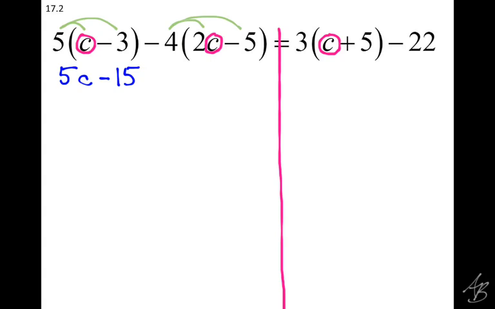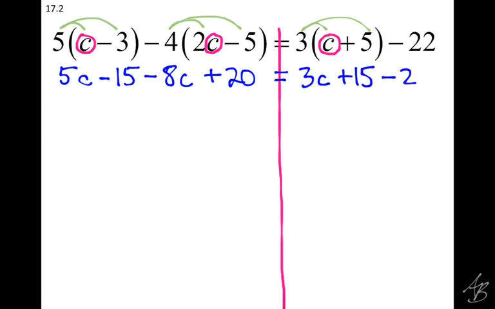So negative 4 times 2c is? Negative 8c. And negative 4 times negative 5 is? Positive 20. Then on the other side, we're going to distribute that 3. 3 times c is 3c, and 3 times 5 is positive 15, and we'll bring down that minus 22. That's the only thing that didn't distribute in the whole problem.